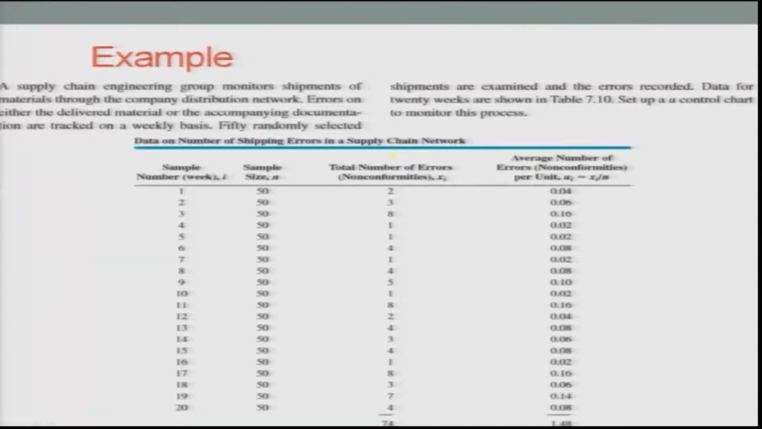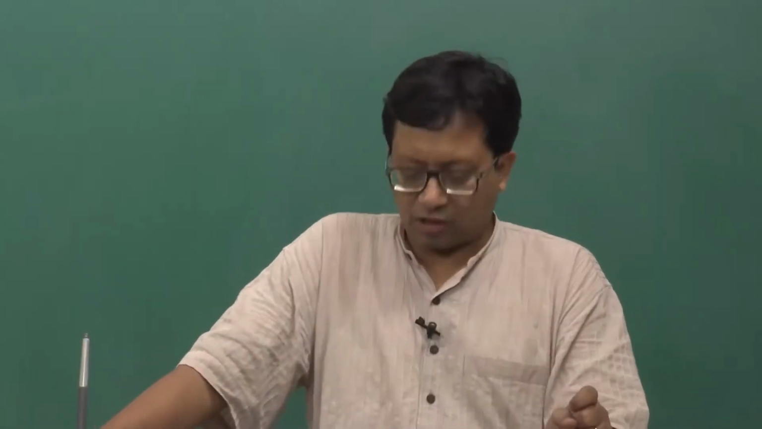Now in the next example, a supply chain engineer group monitors shipments of materials through the company's distribution network. Errors on either the delivery material or the accompanying documentation are traced on a weekly basis. 50 randomly selected shipments are examined and errors are recorded, and data for the 20 weeks are shown in figure 7.10. Then you want to set the U charts and find the U bar and the upper control and lower control values.